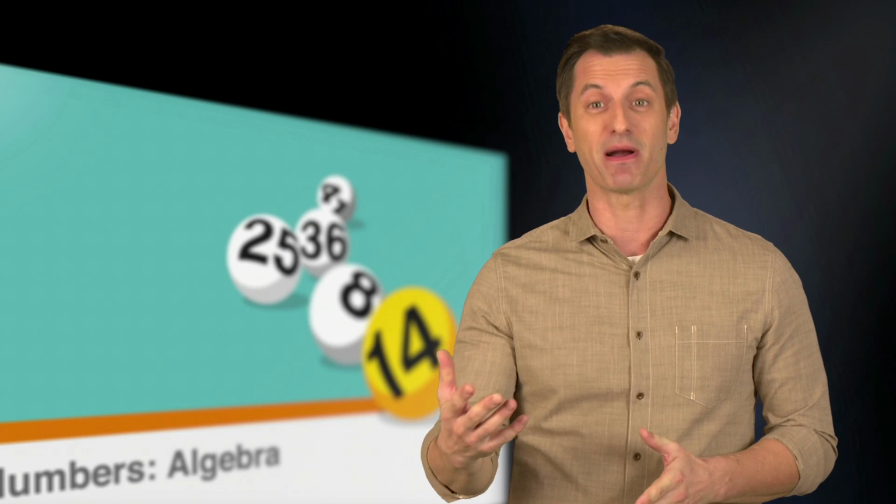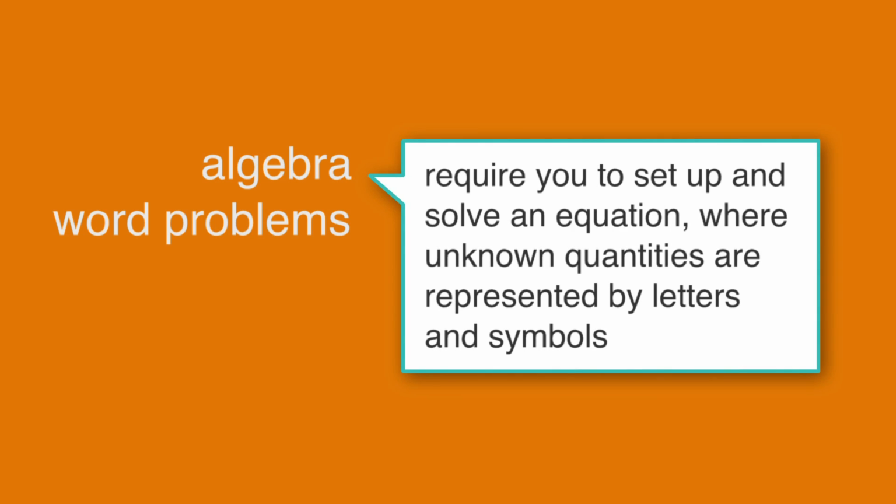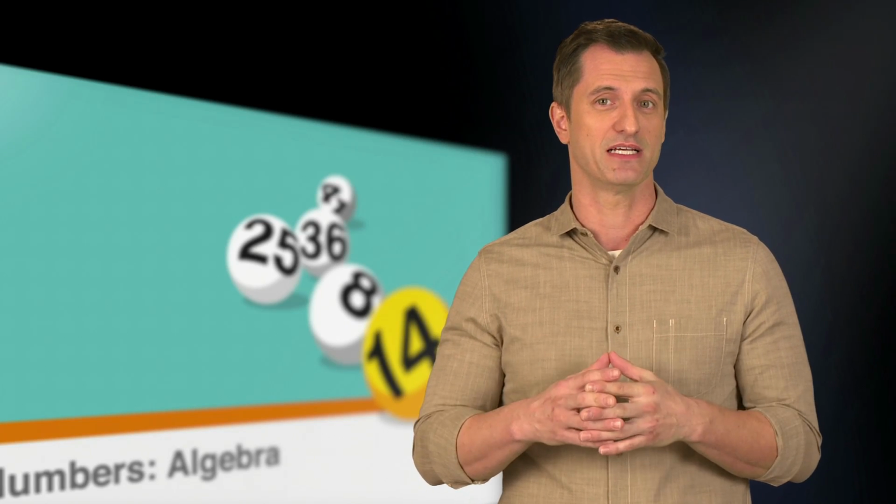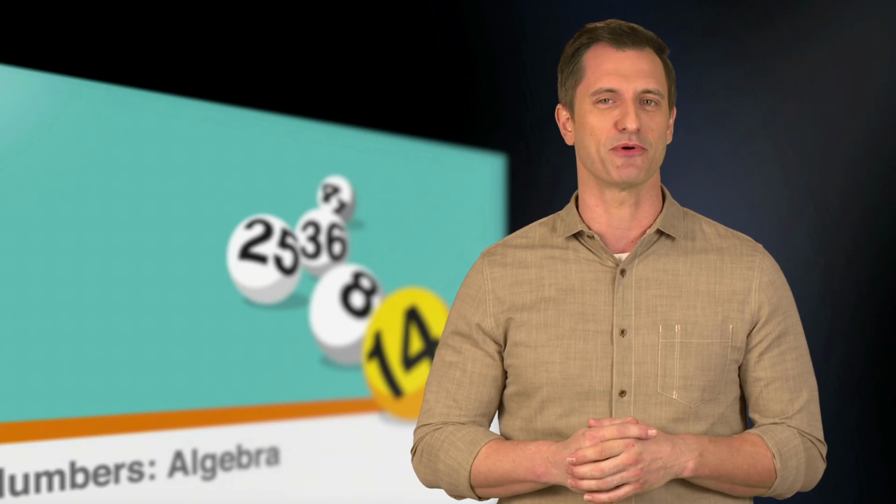Okay, let's start by defining algebra word problems. These problems require you to set up and solve an equation where unknown quantities are represented by letters and symbols. Generally, you can use the picking number strategy when you're looking for the relationship between two numbers. Let's take a look at a specific example.